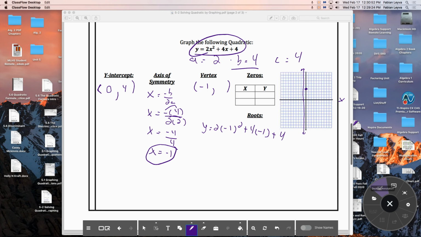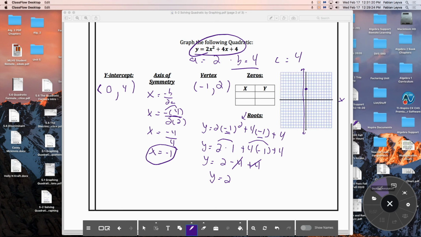Remember your rules of PEMDAS. Start with the work inside the parentheses. Let's start with the exponents, which is negative 1 squared. Negative 1 squared is a positive 1. Now let me go ahead and do all the multiplication, which is 2 times 1 and 4 times negative 1. End up with 2 minus 4 plus 4. Negative 4 plus 4 cancel out. You're left with a positive 2. So your vertex is negative 1 and 2.